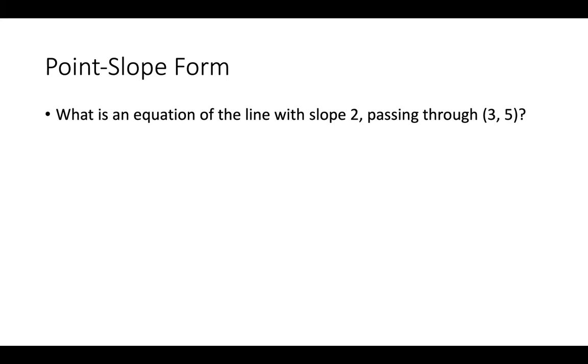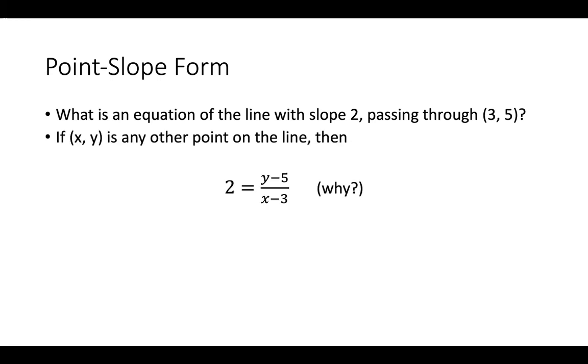So first of all, the reason I can't easily use slope-intercept form for this is because I'm not given the y-intercept, right? The point 3, 5 is not a y-intercept. Y-intercept always has an x-coordinate of 0. All right, so I'm going to talk you through how you might do this the first time, but then after that, you never have to do it that way again.